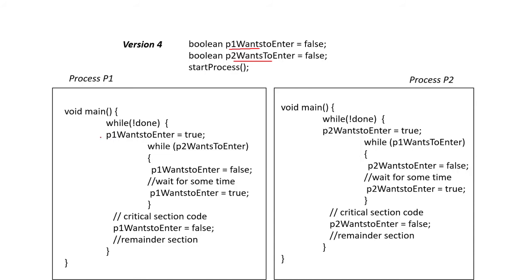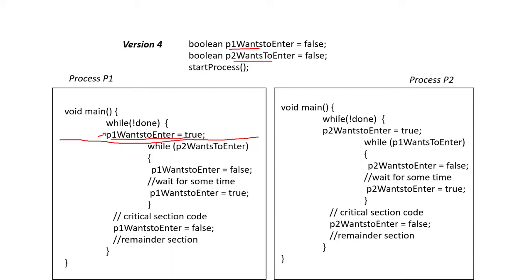In this case, before it tries to enter into the critical section, or even tries to see if there is another process in the critical section, it will first change the value of this variable P1 wants to enter to true. Now let us consider the situation as we have seen in the previous version. Let the processor be suspended at this line of code. Now P1 wants to enter has been set to true and this process has been suspended.